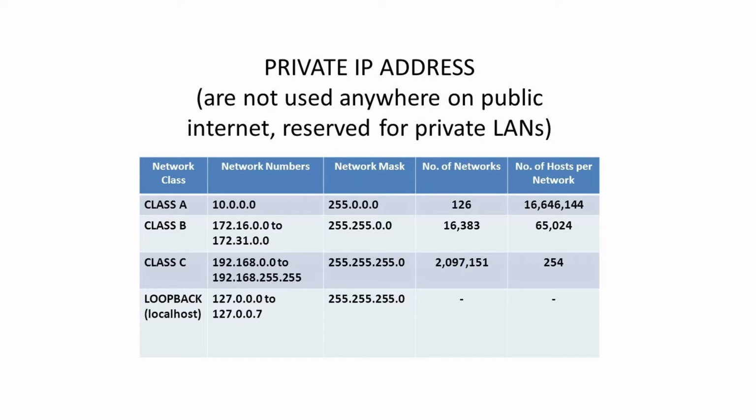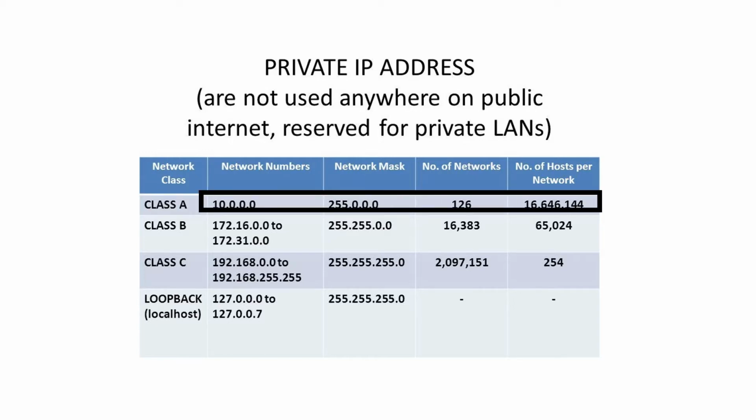Private addresses had specific ranges for each class. The ranges went as follows. You had a Class A license that started with the network ID of 10.0.0.0 with a network mask of 255.0.0.0 with 126 networks that could host over 16 million network hosts. That is a lot.